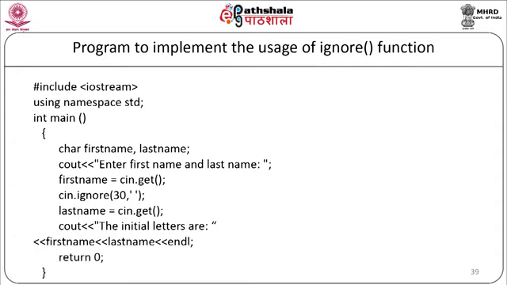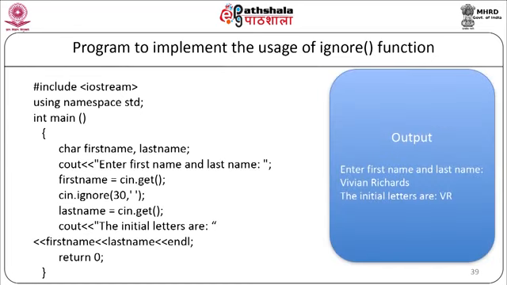of the program. So here, whatever is the first name and the last name entered by the user, it will just accept the first character of the first name and last name. Other characters will be completely ignored by the program. Now when the above code is compiled and executed, it will produce the result as "Enter the first name and last name". Suppose the user entered the values as Vivian Richards, then it will display the message as "The initial letters are VR". The other letters will be ignored by the program.